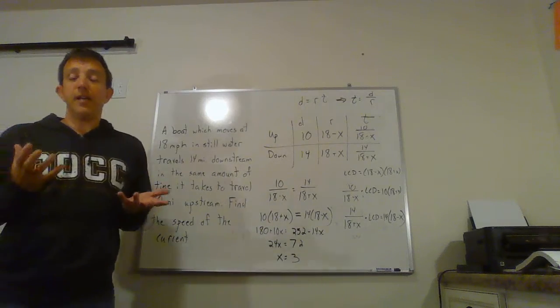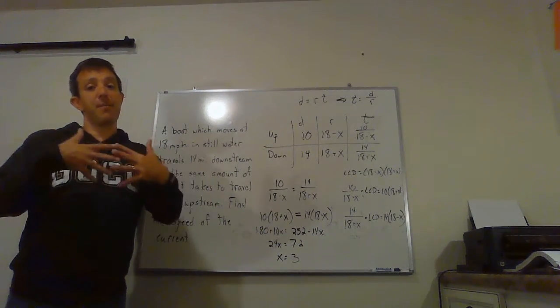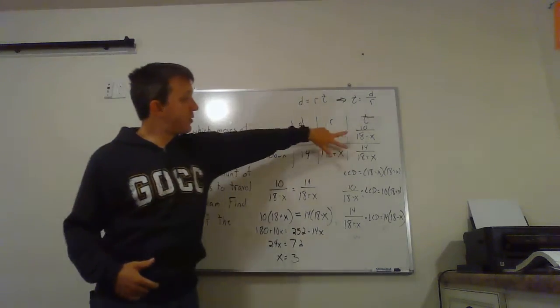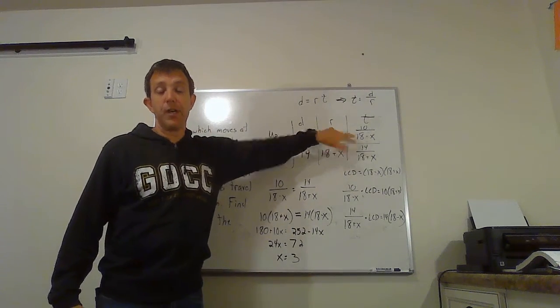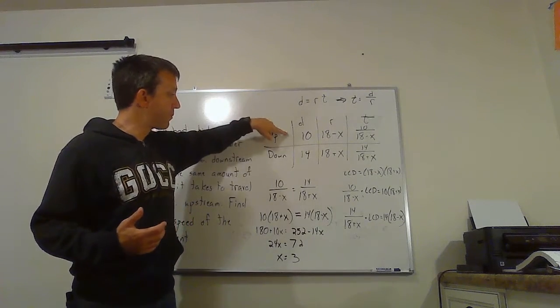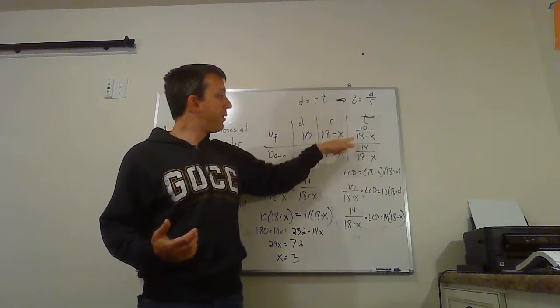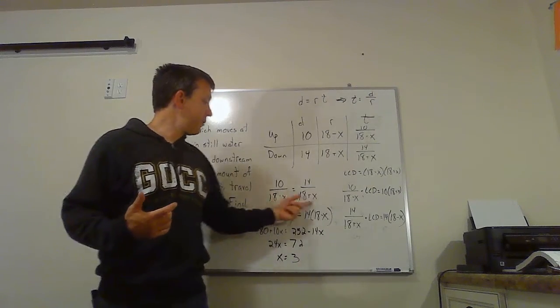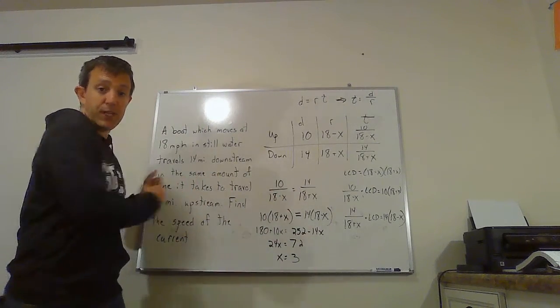And here's the key. Since we know that these two things take the same amount of time, these two things have to be equal to each other. So we really set up this distance problem twice in the table, once for upstream and once for downstream, but then we took the times and set them equal to each other because that's something we're given in the problem.